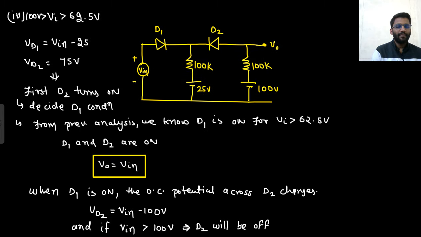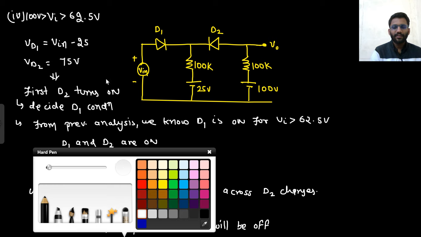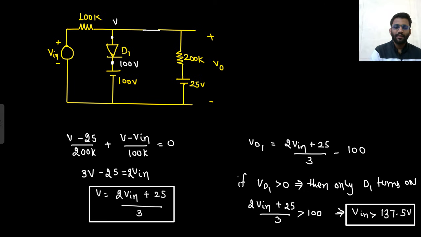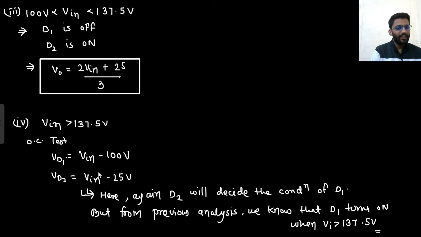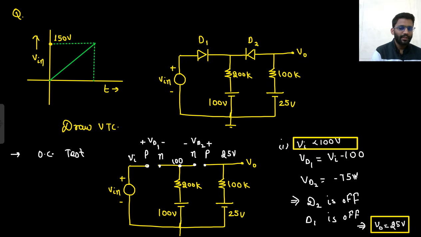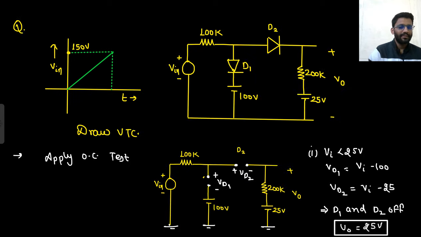So what was the difference between the open circuit potential of the three questions? In this question, VD1 was depending on Vin, so it can any time become the deciding one. In the previous one, both were depending on Vin, and from the expression we could get to know that VD2 will always be greater than VD1. So always D2 will be the deciding one. And in the first one, the open circuit potential of VD2 was negative, so that will always be off, and VD1 will turn on after Vin is greater than 100. So that was the complete analysis of all three questions. I hope you understood it completely.